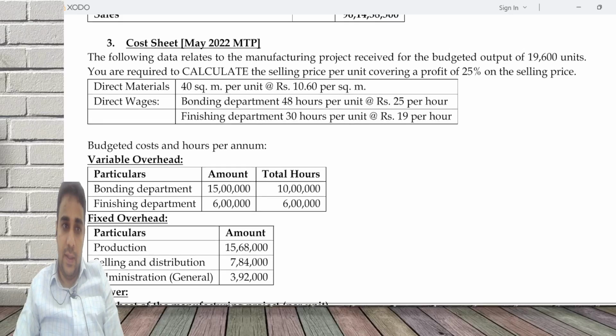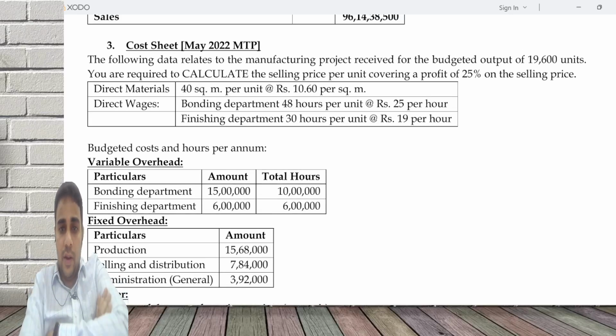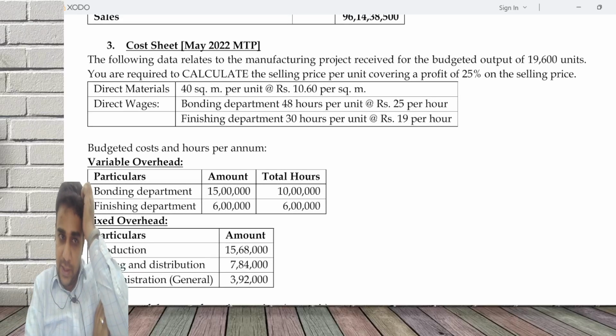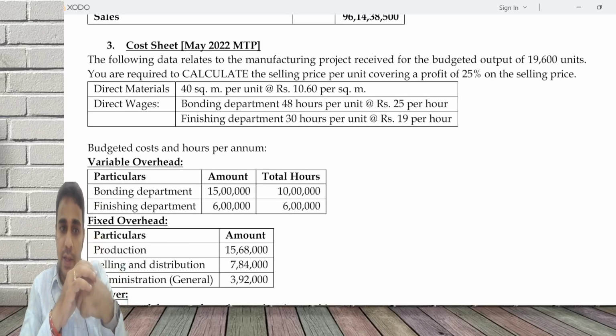Let's come to question 3. The following data relates to the manufacturing project received for the budgeted output of 19,600 units. You are required to calculate the selling price per unit, covering a profit of 25% on the selling price: direct material, direct wages, variable overheads, bonding department, finishing department, fixed overhead production, selling and distribution, and administration general. Go through this.